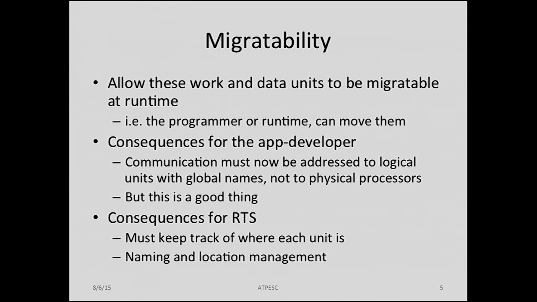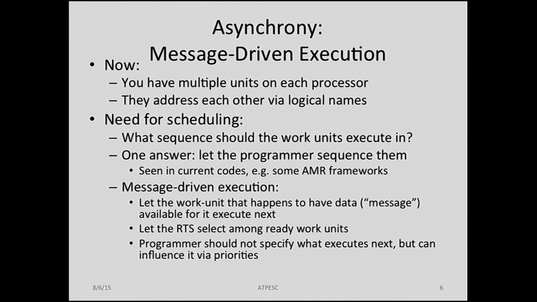The third thing is asynchrony. The way in which it comes about is message-driven execution. How does it come about? Well, you have over-decomposed your computation. You have lots of pieces. These pieces are sitting on processors and address each other via logical names. That means on any given processor, any given physical entity, there are going to be many of these pieces sitting there and many messages addressed to them. And so they need to be scheduled. There has to be some kind of runtime scheduler buried inside the runtime system that's saying, okay, what is the next thing I can do?